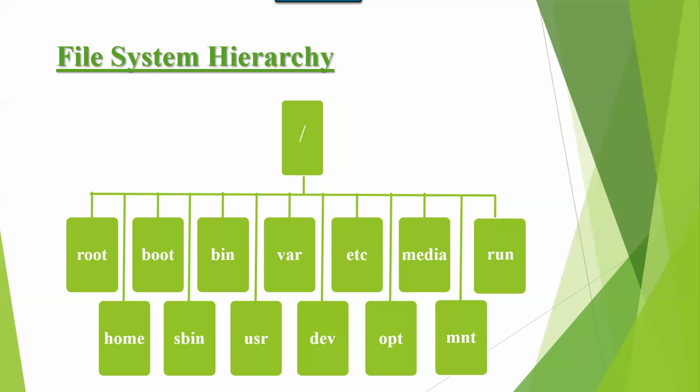I'm repeating, sbin contains super user commands, bin contains normal user commands. And next one is USR. USR contains default applications, applications which come along with the operating system. Those applications are stored under USR.